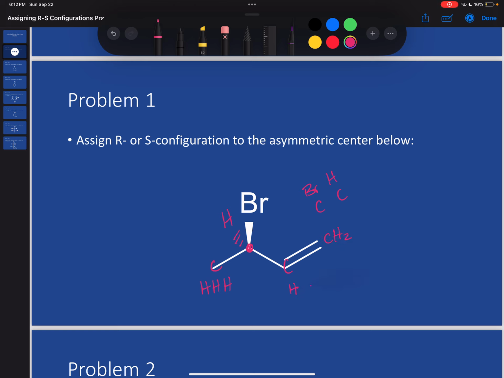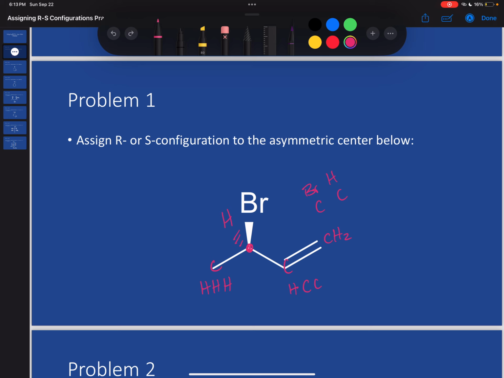So I pretend that it actually has 2 single bonds to carbon, and that is how I account for the double bond. Now I have a point of difference between these two, and the group that has more higher priority items is going to be highest priority, so this will be higher priority compared to this one. So yes, I have 4 different things here because those carbons are not identical, so this is asymmetric.